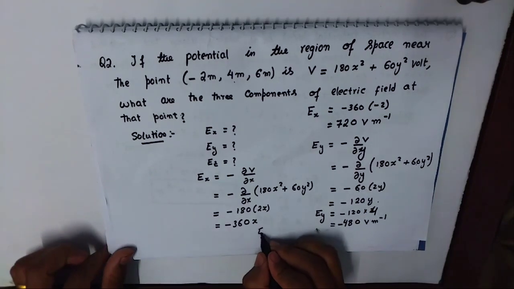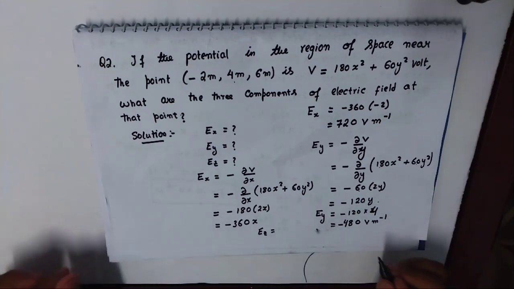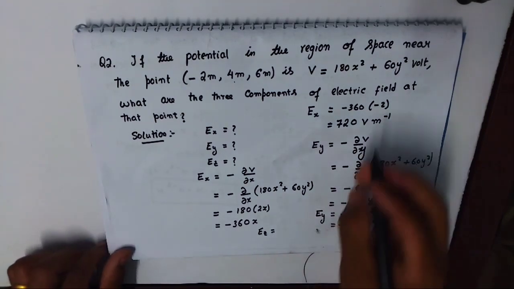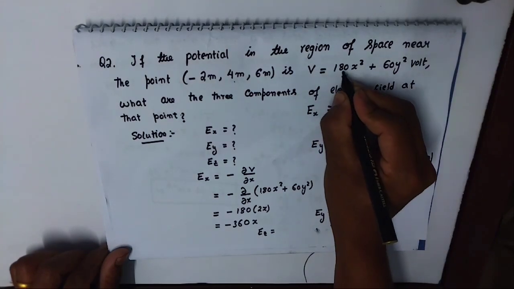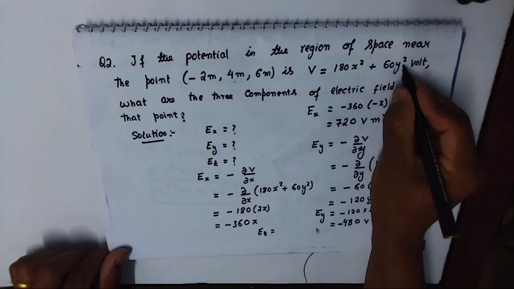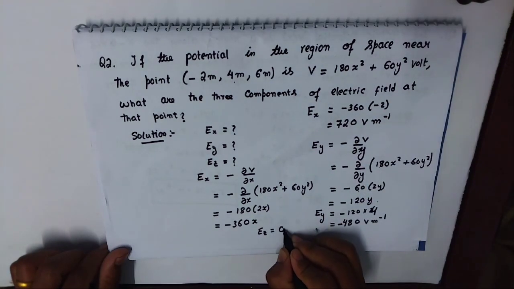But what is Ez? Ez is minus del del Z of V. There is no Z in V. As we can see from here, V is 180x squared plus 60y squared, so there is no Z. Therefore Ez is 0.